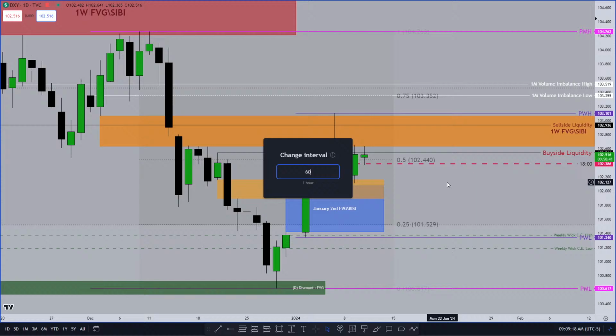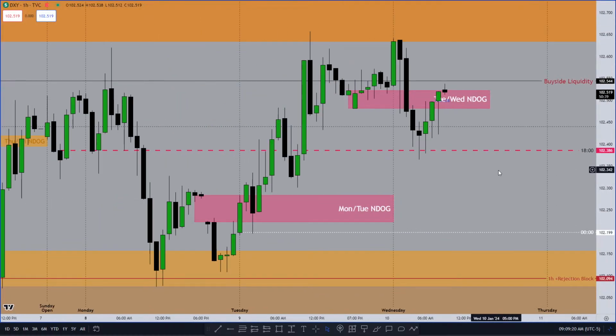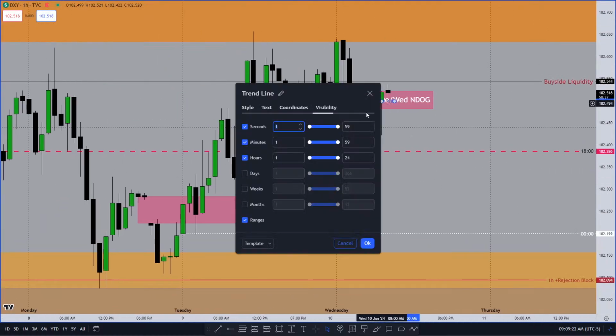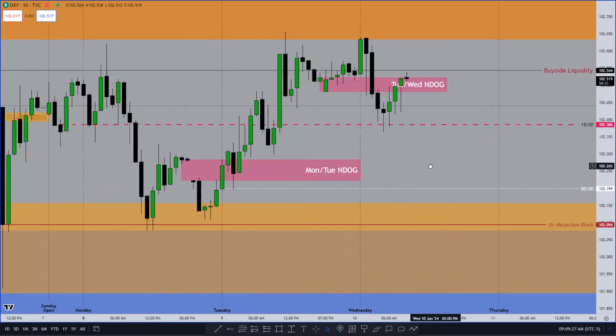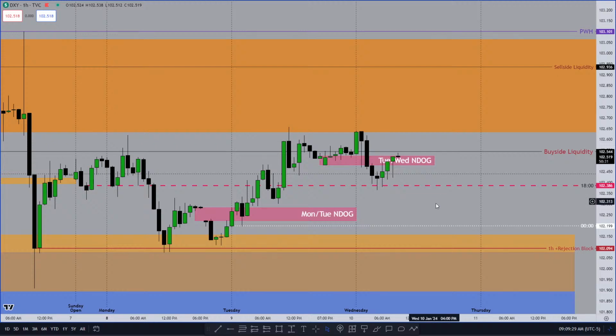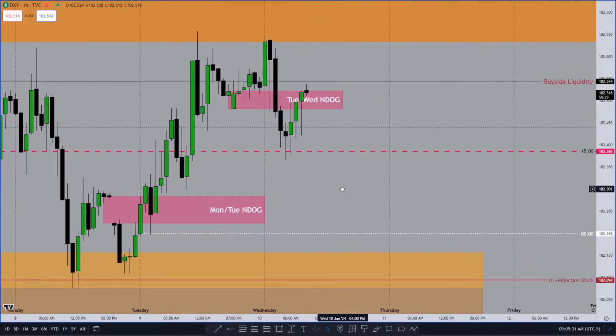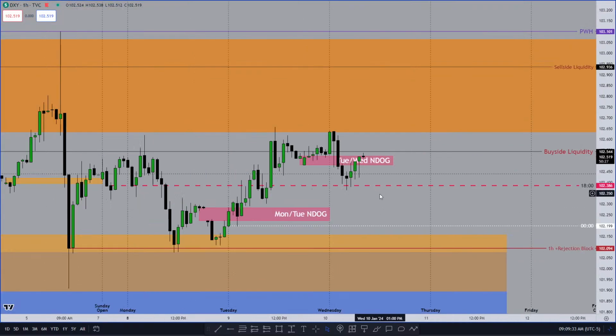Alright, 60-minute, just a quick overview, and then I'll come down to lower time frames later. So you can see Monday, Tuesday, Wednesday, Thursday, and Friday, we have these new day opening gaps right here. Sunday open, you can see we've worked below that, right? We've created a new day opening gap, we've worked inside of it, and now we're above it.